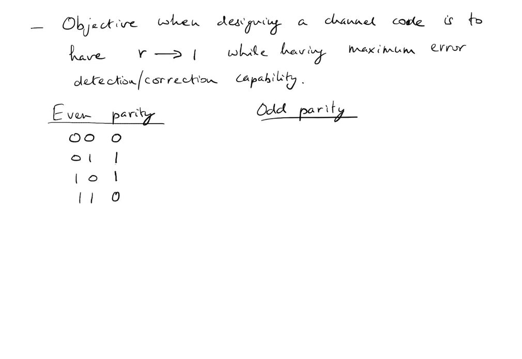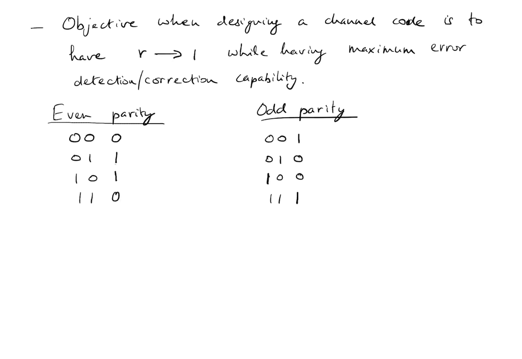Odd parity, so we have two bits of information, 00, 01, 10, 11. So with two bits of information, we have four possible combinations, and the parity bits, because we want odd parity, so we put a 1, so the number of 1s is odd. Here we had to put a 0, so the number of 1s is again odd. Here also we'll put a 0, and here we'll put a 1. So we put the parity bit in such a way that the total number of 1s is either even or odd, depending on whether we want to have even parity or odd parity.